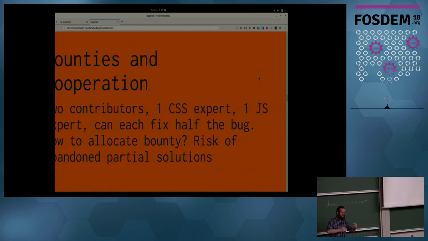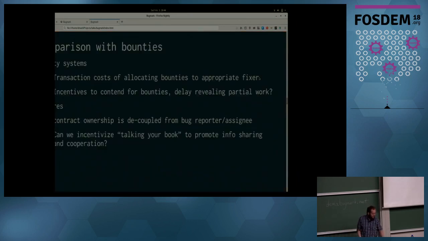So the extra overhead on top of open source of contending for that bounty causes some possible productive cooperation not to happen. In bounty systems, there's the extra transaction costs above and beyond resolving the task of allocating the bounty to the appropriate fixer. Either you have people claiming bounties and then resolving it, or you have people contending for bounties. It's not automatic.